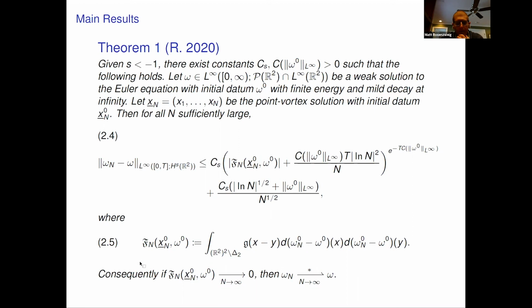But of course, if this Fn is going to 0 as n goes to infinity, then we can deduce by standard arguments from the bound given in 2.4 that in fact the time-evolved empirical measure is converging in the weak star sense to the solution omega of the Euler equation. Okay. So the important takeaway here is that the only thing entering the picture is that the vorticity is in L infinity.